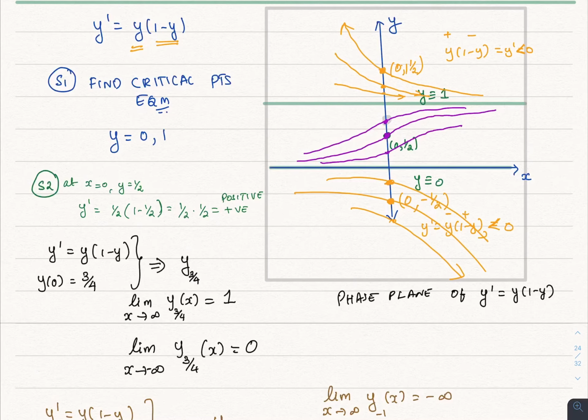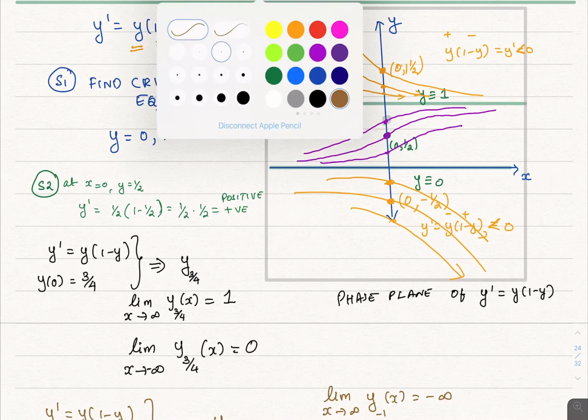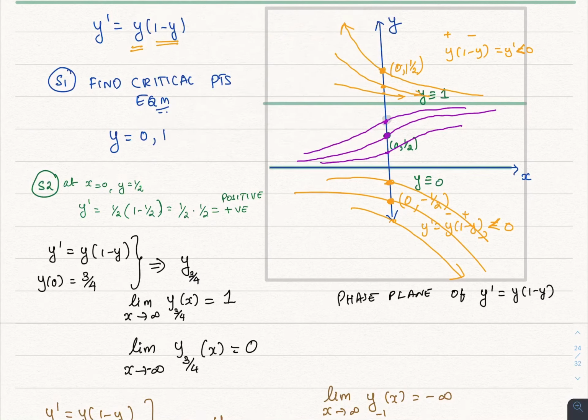What is that phase line? The phase line is very simple. The phase plane is a two-dimensional version, and the phase line is a one-dimensional version. What do I mean by that? You mark the critical numbers. Here is a 0. And here is your 1, right?